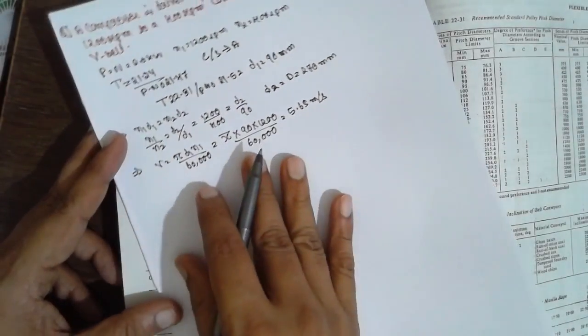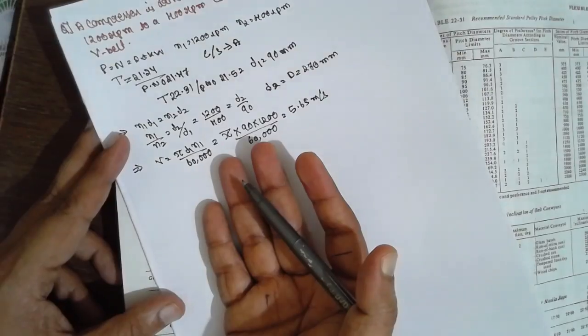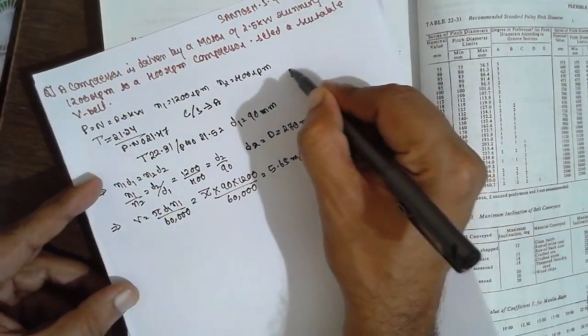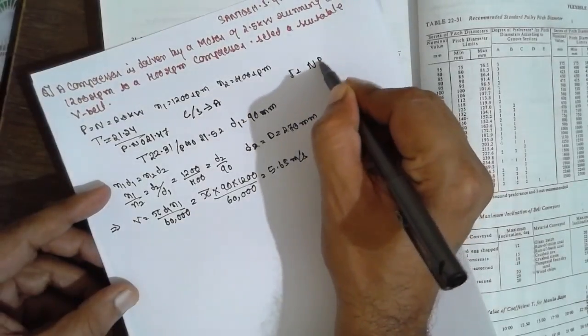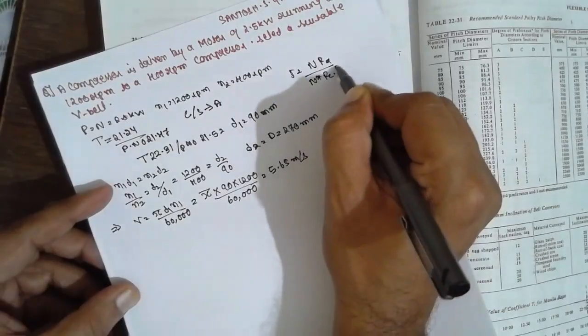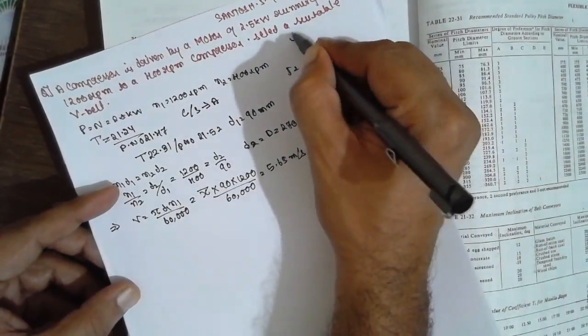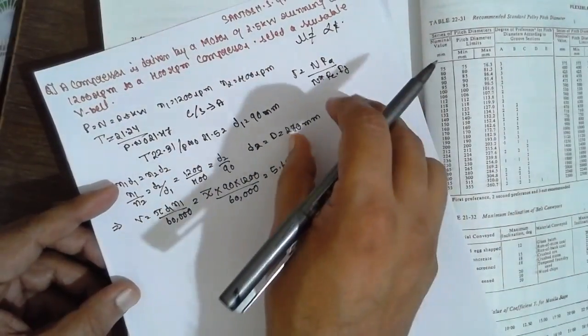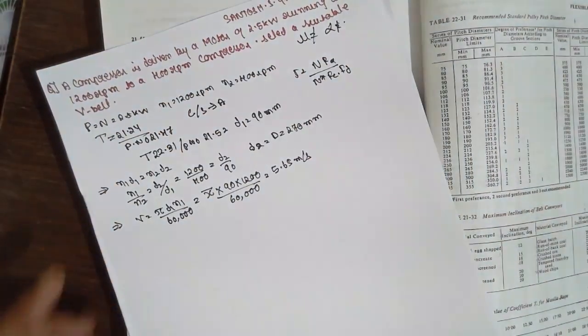The main intention is to find out the number of belts. Why are we finding this number of belts here? I is nothing but N divided by Fa is equal to N star Fc into Fd. Why are we finding this? Because mu is not given and alpha is not given here. Therefore, we have to follow this procedure. If they are given, you have to follow the normal procedure.